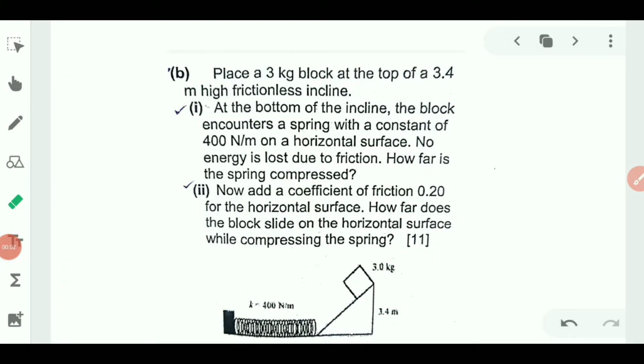Welcome to this tutorial video, and we'll be solving an exam question. The question is in two parts. Kindly pause the video and solve the question on your own.